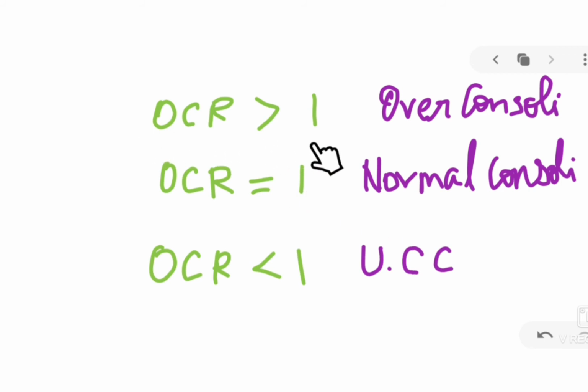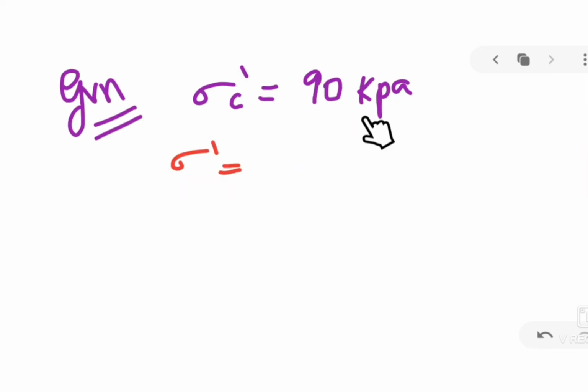So OCR, if it is greater than 1, then we can say the soil is over consolidated. OCR equal to 1, then it is normally consolidated soil. OCR less than 1, then you can say it is under consolidated clay soil. So coming to the question, we must find the OCR for the given condition. They have given the pre-consolidation pressure, that is 90 kilopascal. So that is the maximum, sigma C dash.